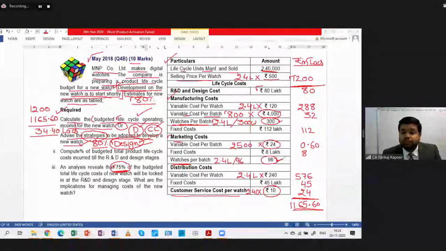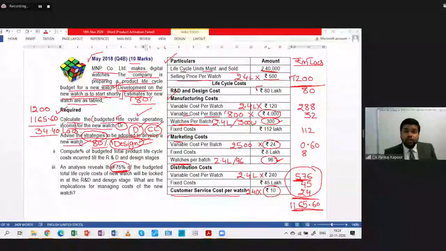What is the question of Ravi? The question of Ravi is this: sir, the distribution cost is a major component, and you can see that the variable distribution cost is 576 out of the 1165. So how can we say that at the design phase we can control the cost? Please, this must be clear to all of you. Ye sabko clear hona chahiye.